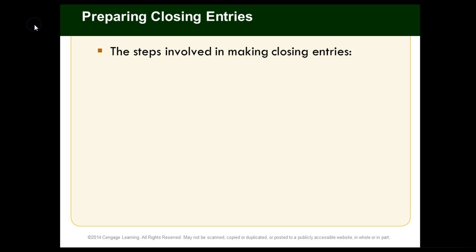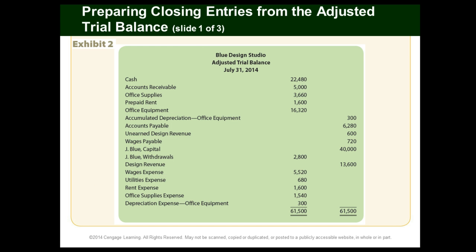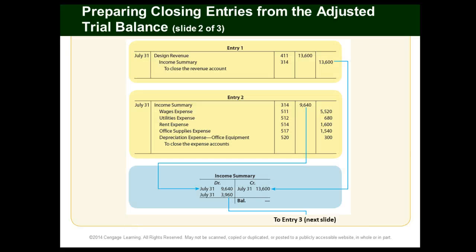So basically what we're going to do is, let's look at this adjusted trial balance here. Do you see here? We've got cash, accounts receivable, office supplies, prepaid rent, office equipment, accumulated depreciation. All those make up the asset section of the balance sheet. Then we have accounts payable, unearned design revenue, and wages payable. Those are liabilities. Then we have J Blue Capital. That's the capital account. The J Blue withdrawals, the design revenue, and all those various expense accounts we are going to close. Okay? So let's look at how we do this.